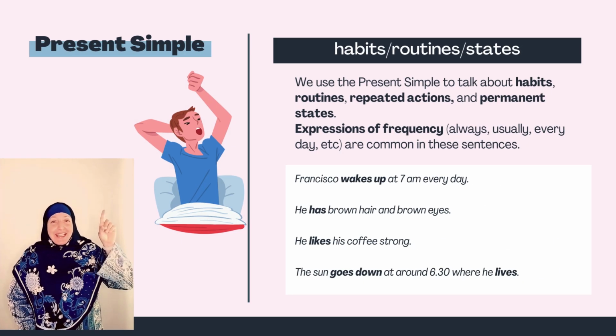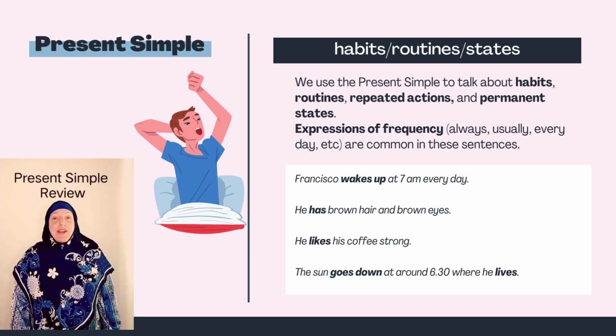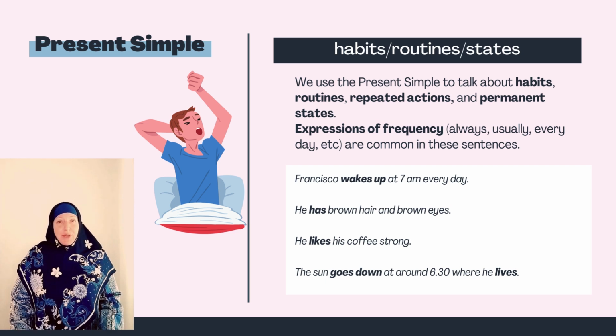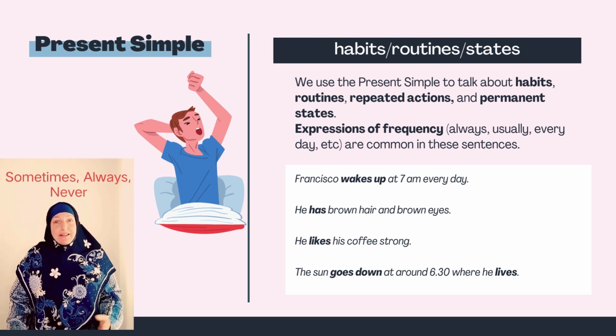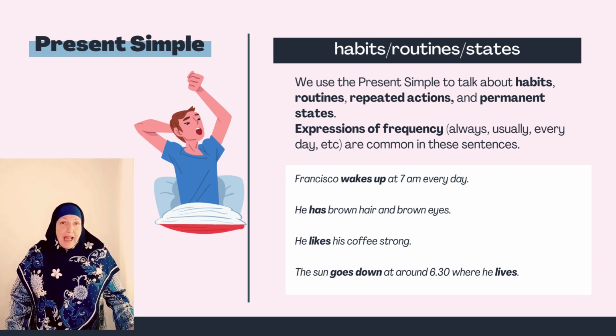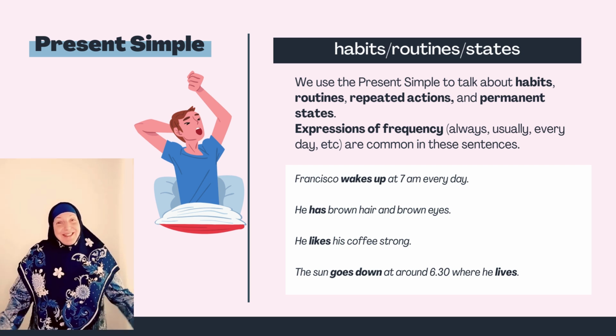As we learned in Lesson 17, we use the present simple to talk about habits, routines, repeated action, and present states. Expressions of frequency like sometimes, always, never are common in these sentences. A lot of the actions already happen. Some might be describing routines now. He wakes up early every day. Or what will happen tomorrow. He wakes up every day. It's a routine.